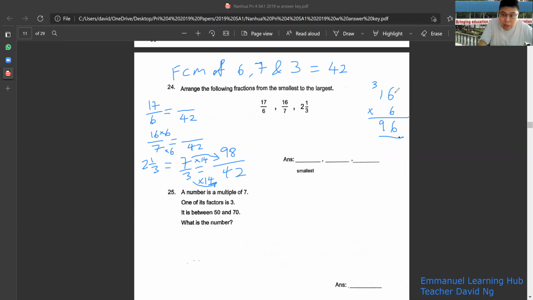Okay. 6 times 6 is 36. So 1 times 6 is 6. 6 plus 3 is 9. That's how you get 96. Okay? How about this one? How did I end up at 42? 6 times 7. So 17 times how many? 7. 17 times 7, same thing.